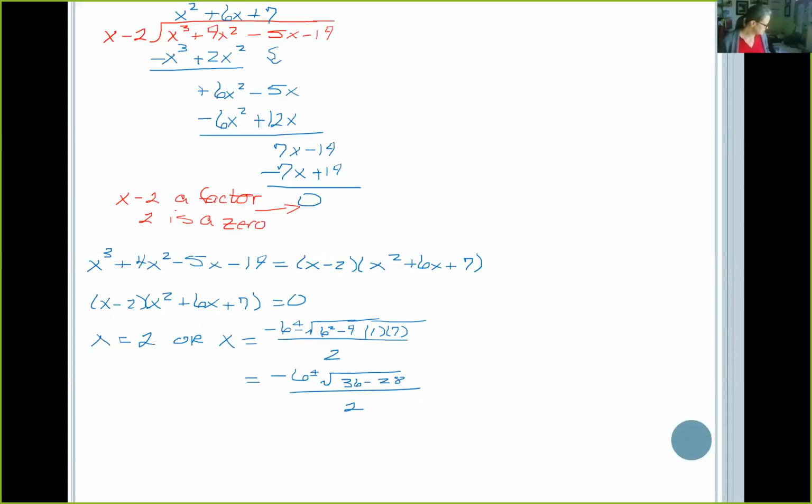36 minus 28 is, give me a second. I'm not trusting my ability to subtract today. 36 minus 28 is 8. So this is negative 6 plus or minus the square root of 8 over 2. Square root of 8 can simplify as 2 square root 2. So this is going to be negative 3 plus or minus the square root of 2. So my zeros are 2, negative 3 plus the square root of 2, and negative 3 minus the square root of 2.